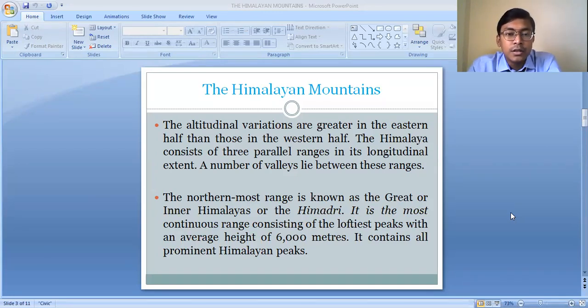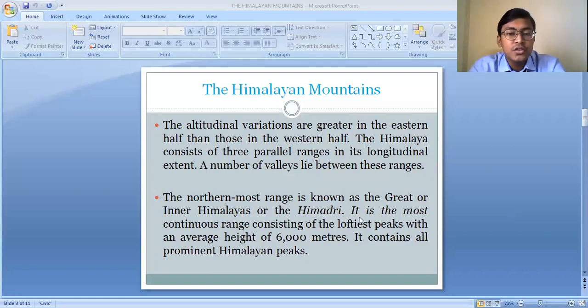In these parts of the Himalayas, the Greater Himalayas, the Lesser Himalayas and the Sivaliks, different characteristics are there in these three divisions. So now let us study in detail about the Greater Himalaya, the Sivaliks, and the Lesser Himalayas.